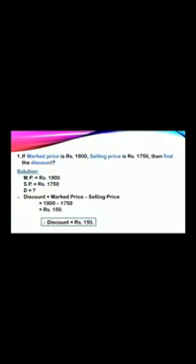Now, if marked price is rupees 1900, selling price is rupees 1750, then find the discount. Now, what is the marked price given? Marked price is given rupees 1900. And what is the selling price given? 1750. What have we to find out? The discount. Now, according to the formula, discount is equal to marked price minus selling price. So, 1900 minus 1750. When you subtract this, the discount is rupees 150.